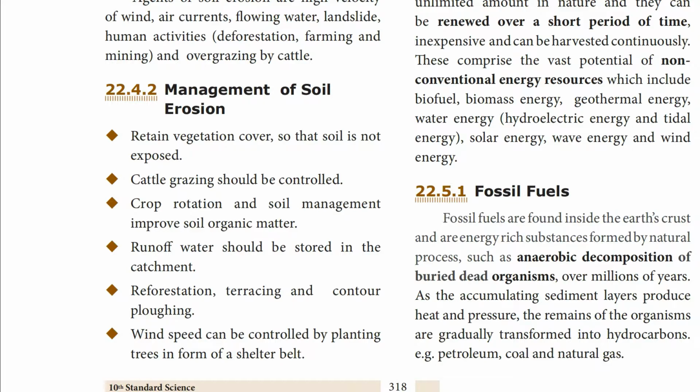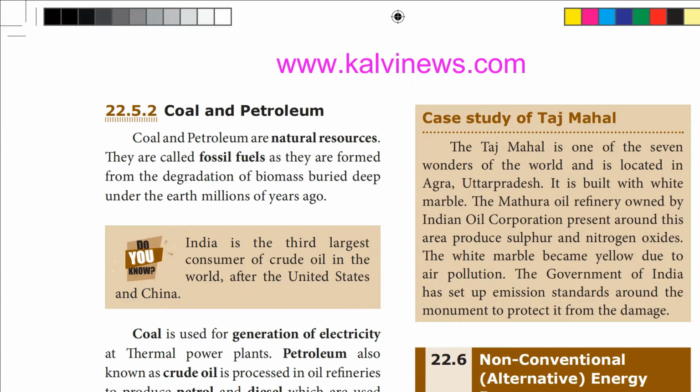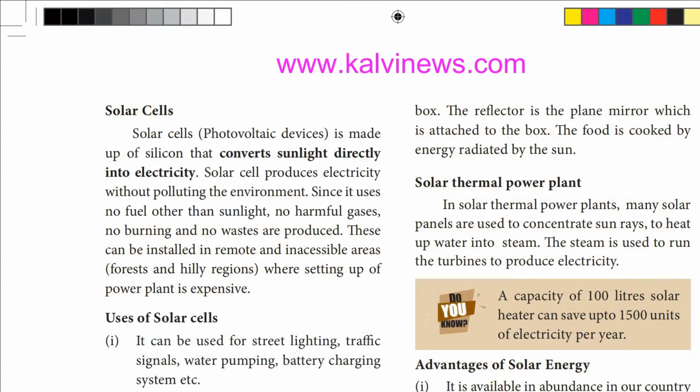The accumulated sedimentation of these layers produces heat and pressure, and the remains of the organisms are gradually transformed into hydrocarbons, now called petroleum, coal and natural gas. Coal and petroleum are natural resources called fossil fuels. They are formed by the degradation of biomass buried deep under the soil millions of years ago. India is the third largest consumer of crude oil in the world after the United States and China.